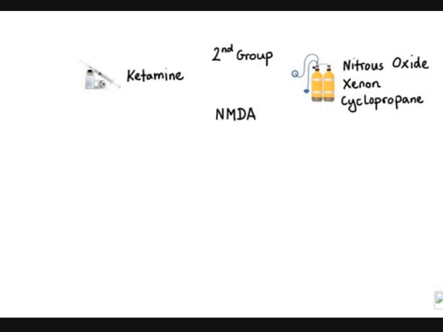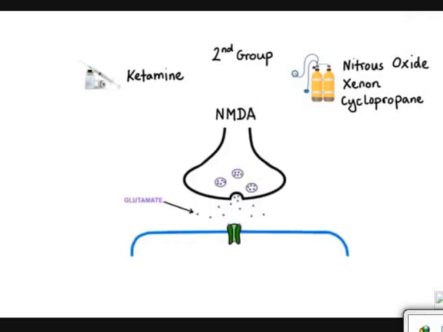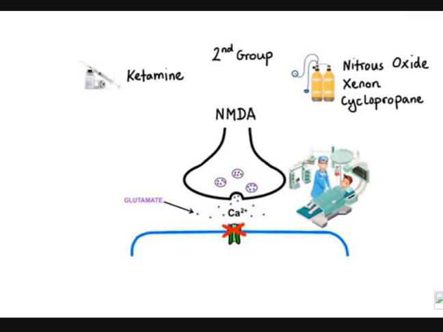NMDA receptors are located in the spinal cord and are crucial in pain modulation and processing. When the neurotransmitter glutamate binds to the NMDA receptor, it causes inflow of extracellular calcium into the postsynaptic neuron, which then activates a series of signaling molecules, causing the pain signal to increase and fire more frequently. Now ketamine, nitrous oxide, xenon, and cyclopropane selectively inhibit NMDA receptors, which ultimately prevents or decreases neurotransmission of pain.